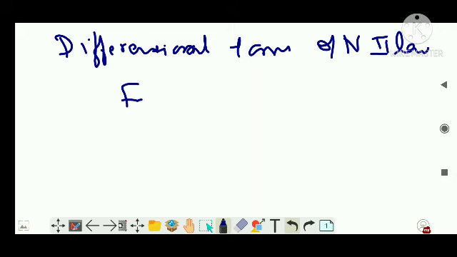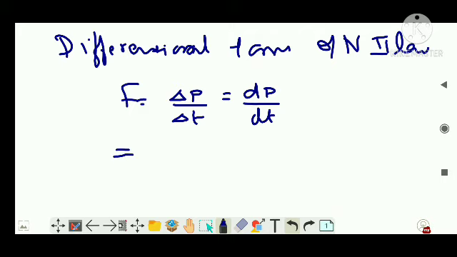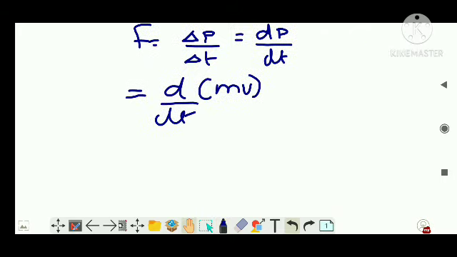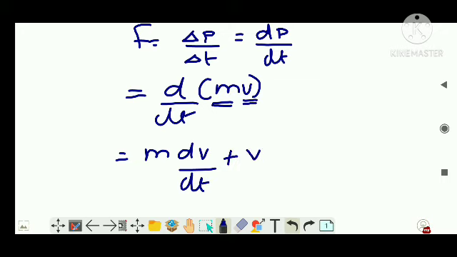We know F is equal to delta P by delta t. Now in place of delta, write dP by dt, that is, a small momentum change over a small time change. We have learned P is equal to mv. Now the product rule is applied: when differentiating a product, first take one factor as constant and differentiate the other, plus take the other factor as constant and differentiate the first.